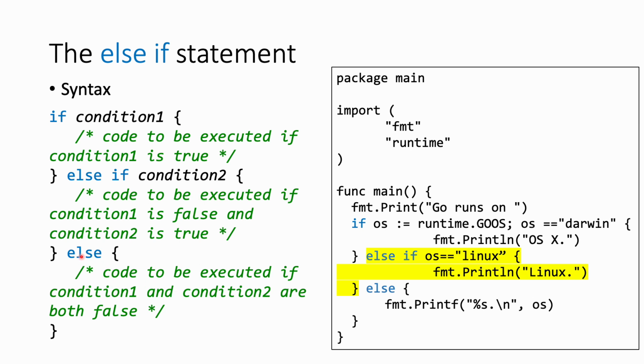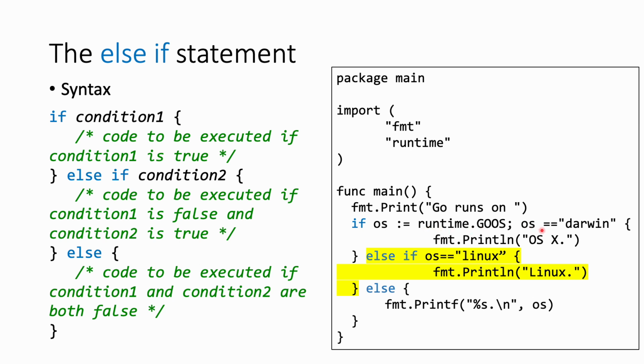And then the else block code is executed when both condition 1 and condition 2 are false. Here is an example of a Go program with the if, else if, and else statement. This program tries to print out the current operating system that it is running on. It declares variable OS in the if statement and assigns OS to the constant GOOS from the runtime package.